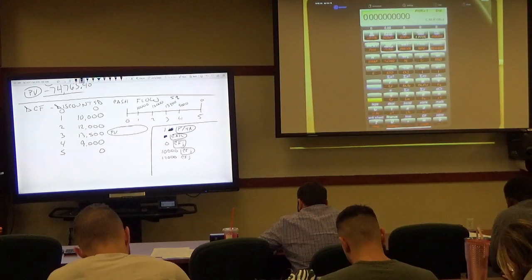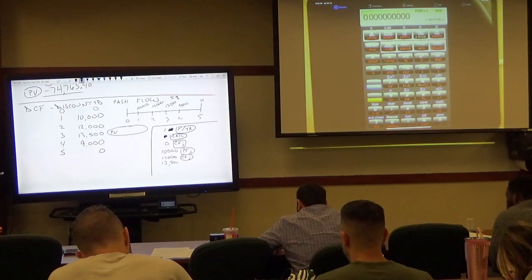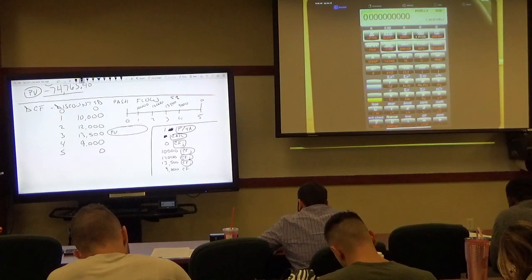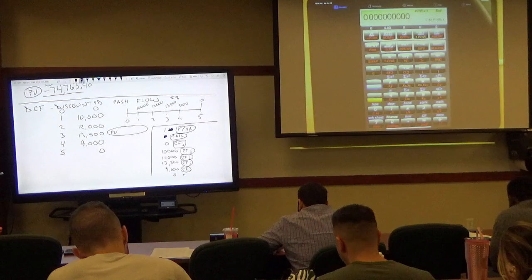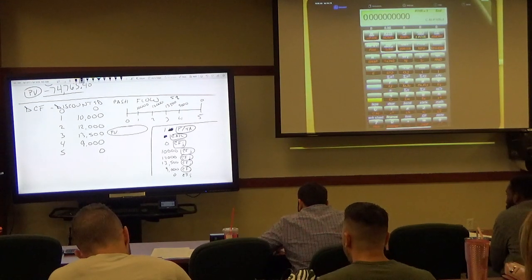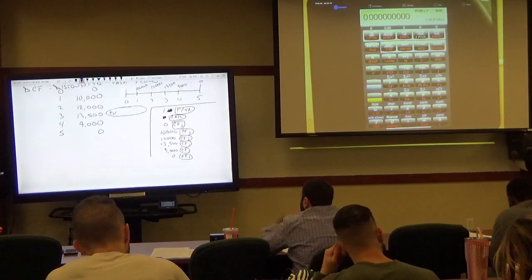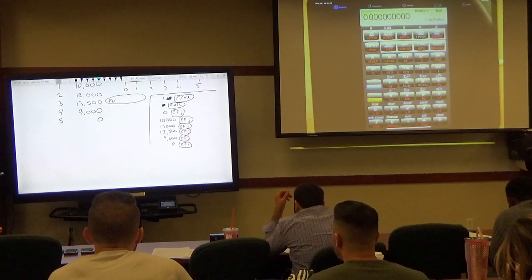12,000 CFJ, 13,500 CFJ, 9,000 CFJ. And we really don't have to enter it, but we're going to just because we should: enter that final 0, because it's not really going to have any impact. This is no income. So we've got all those entered.